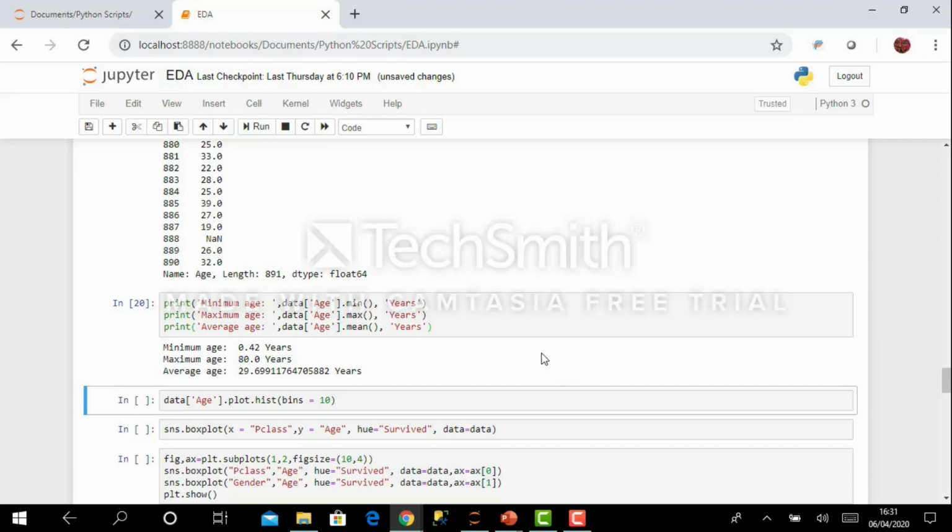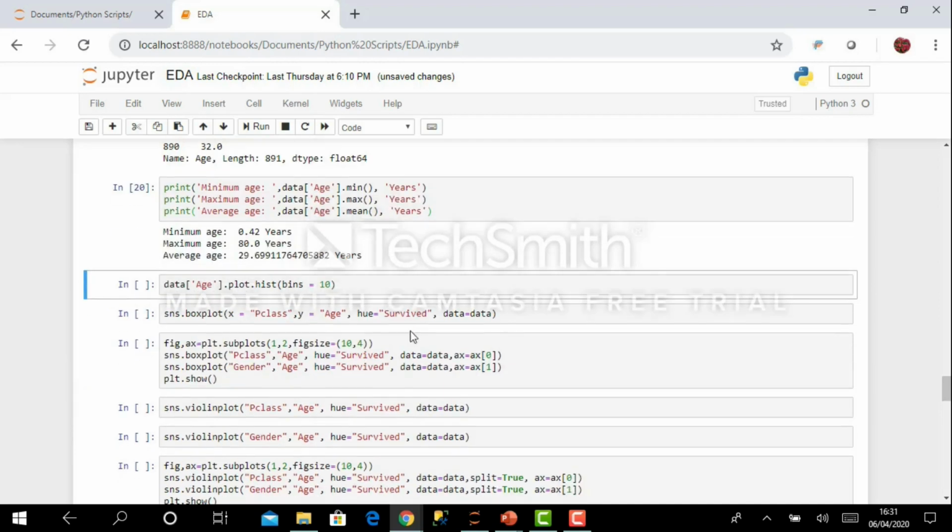Okay, so now I'm plotting a histogram on the age data. As you know, if it is continuous data and something numerical, then a histogram helps us. So let us plot this.